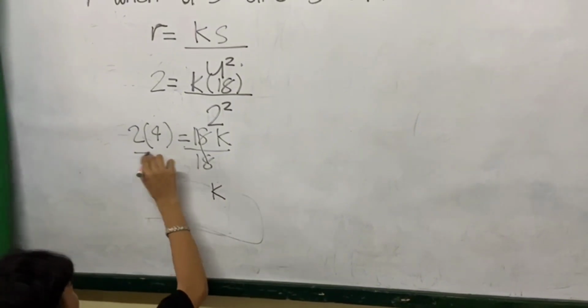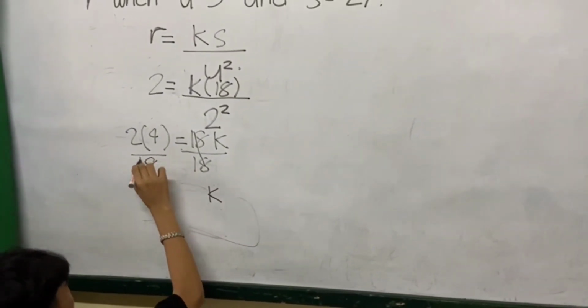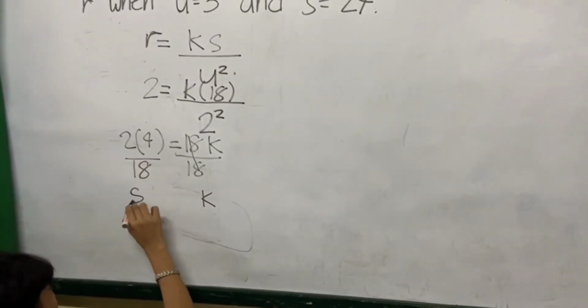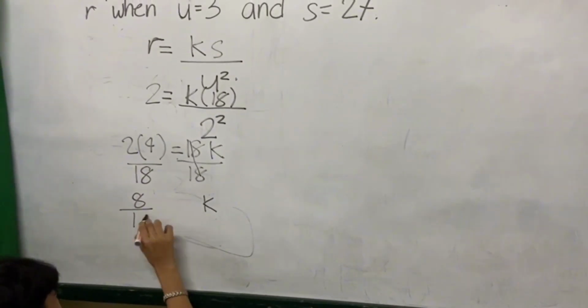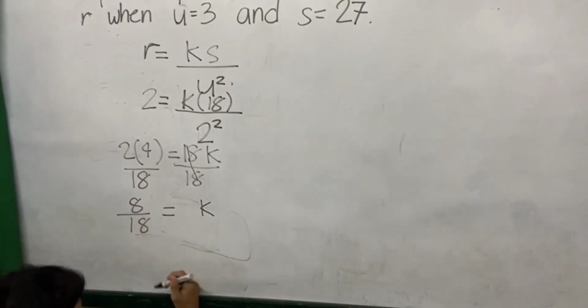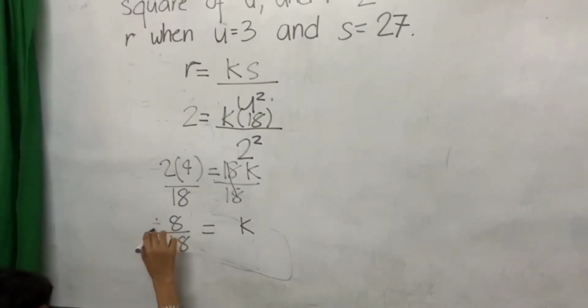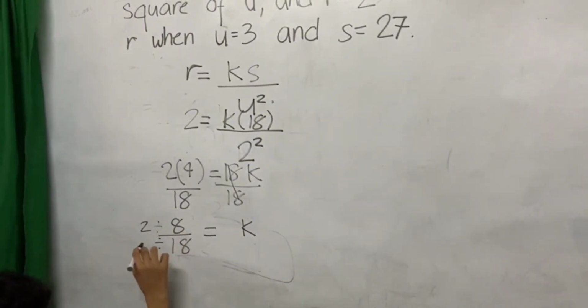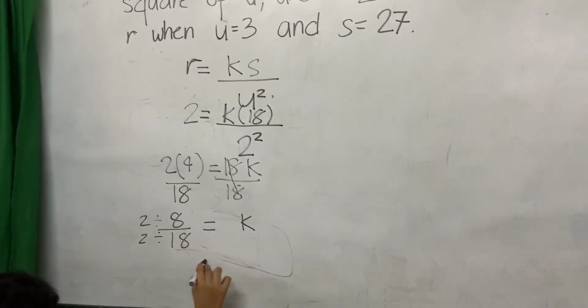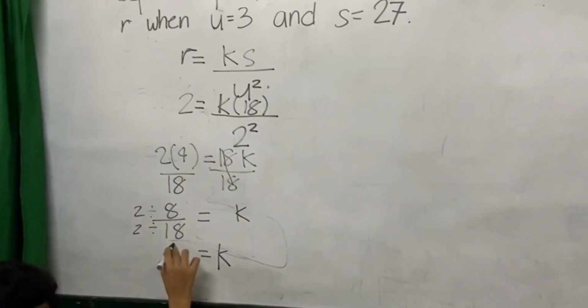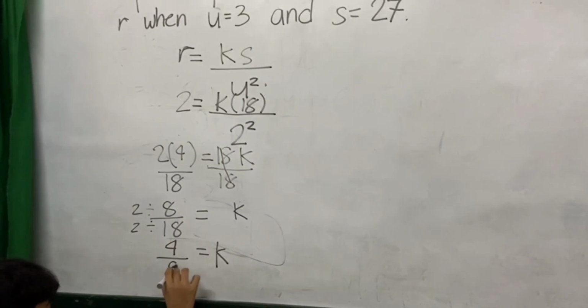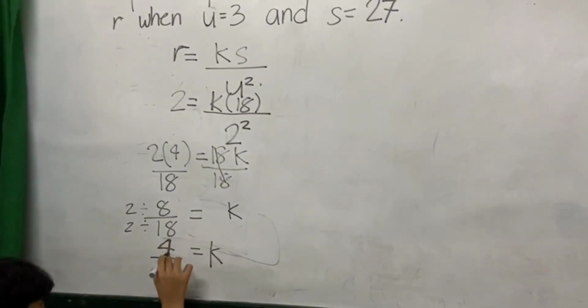So 2 times 4 equals 8. We cannot divide, so bring down the 18. So we will simplify, which is 2, we are going to divide by 2. So this will be 4 over 9. So we get the constant of variation, which is the K.